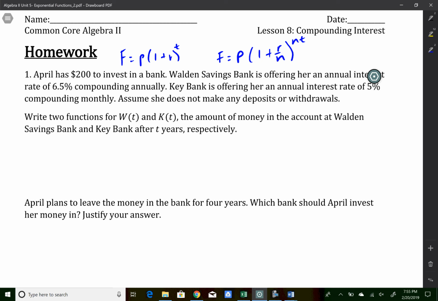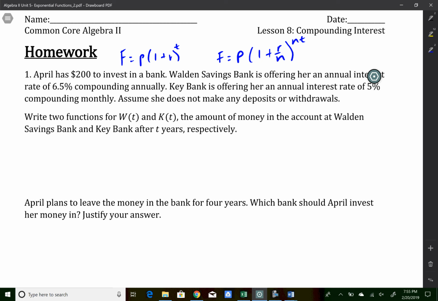So let's start easy. It says April has $200 to invest in a bank. Walden Savings Bank has an annual interest rate of 6.5% compounded annually, so we'll use that first formula for Walden. It then says KeyBank is offering her an annual interest rate of 5%, but it's compounded monthly. That 5% would be what we call the nominal interest rate. It's an annual interest rate that's just compounded throughout the year.